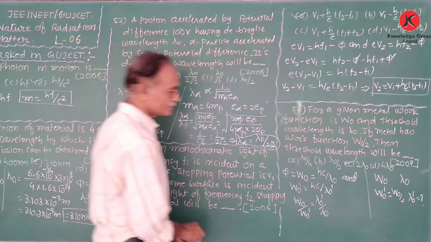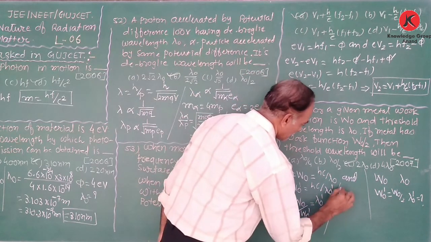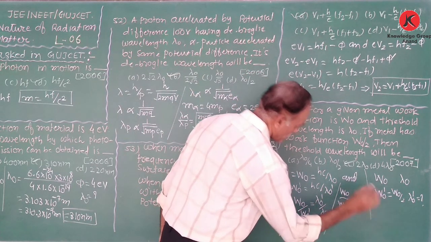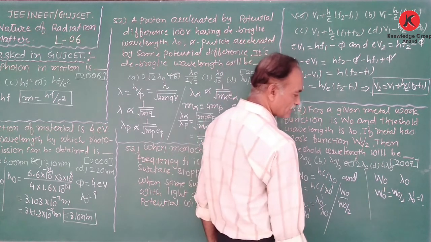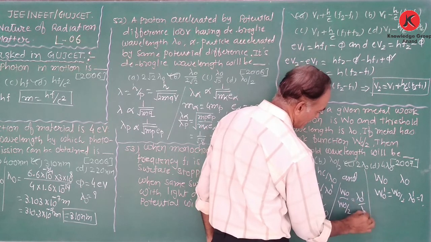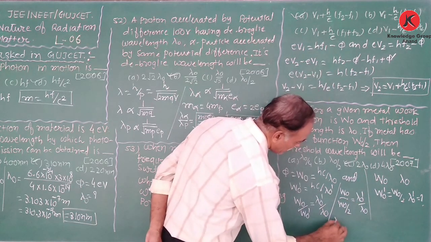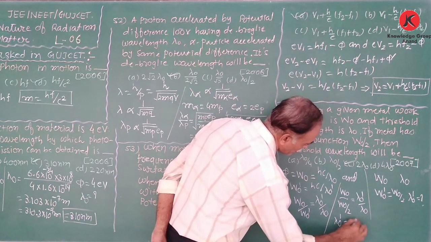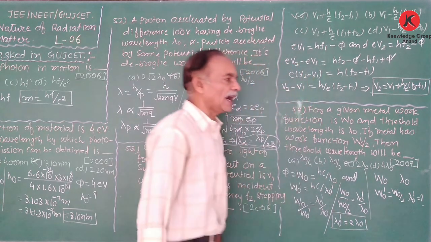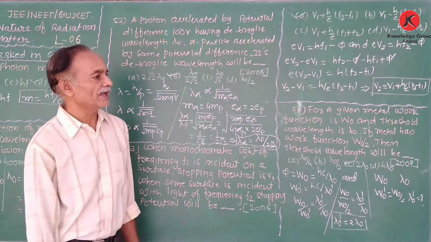Substitute the value: W0 upon W0 by 2, because W0 dash is equal to W0 by 2, is equal to lambda 0 dash upon lambda 0. Therefore, lambda 0 dash is equal to 2 lambda 0. As the work function becomes half, the threshold wavelength becomes double.